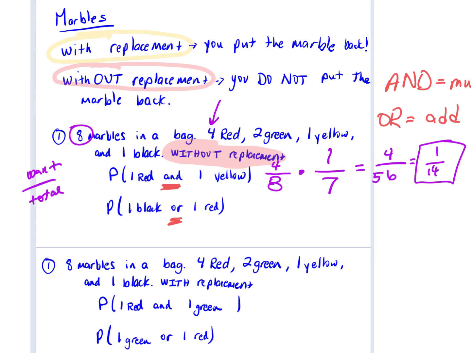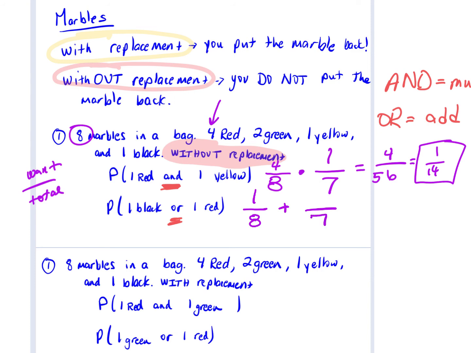Second question. Same thing. I do not put the marble back. What does that mean about my denominator? It decreases by 1, correct? So it's the probability of a black. So it's want over total. How many total marbles are there? 8. How many of them are black? Okay. What does the word or mean to do? Add. Now, I took the marble out. I looked at it. I threw it at Miss Carver. How many are left?